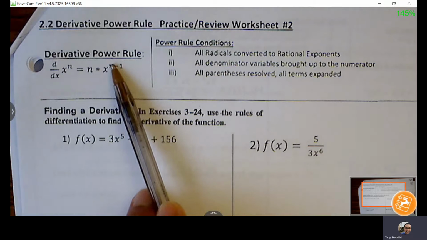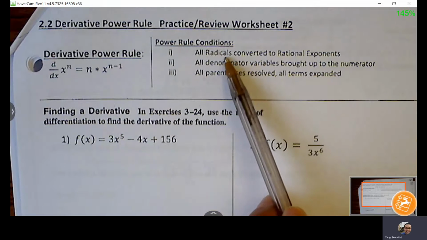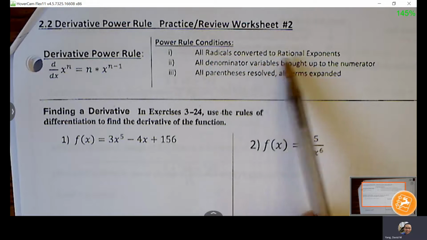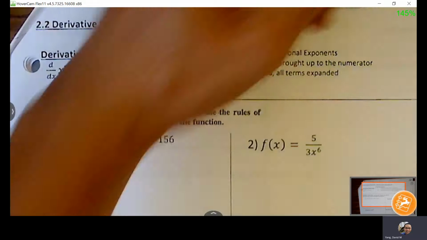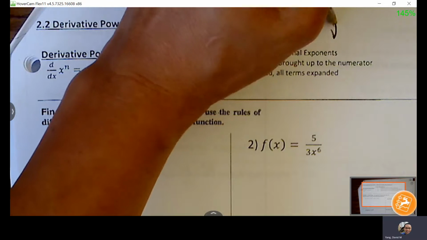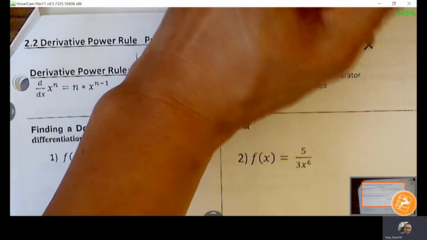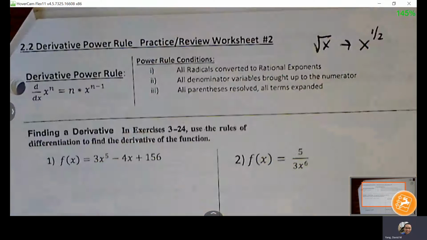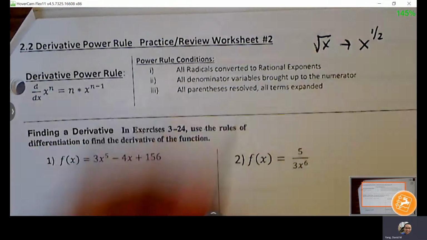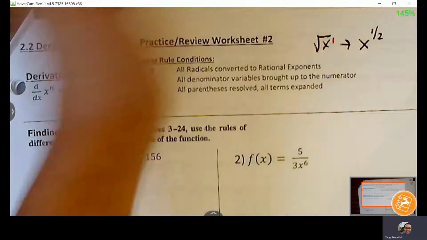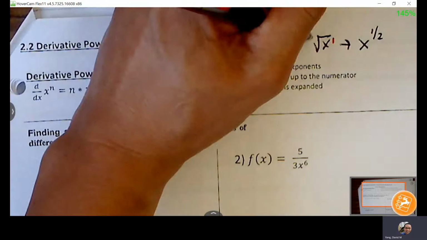Okay. I'll do an example for number 1 in a bit, but here are also some conditions. We have to make sure radicals kind of stand in a way. We have to get our radicals converted to rational exponents. So for instance, if I have square root of x, I need to convert that to x to the 1 over 2. And those numbers are coming from the fact that there's a hidden 1 to the right, and there's a hidden 2 being the square root.